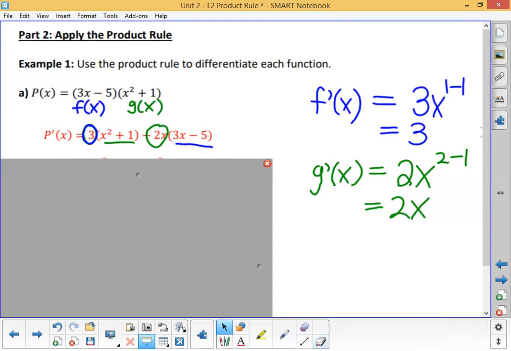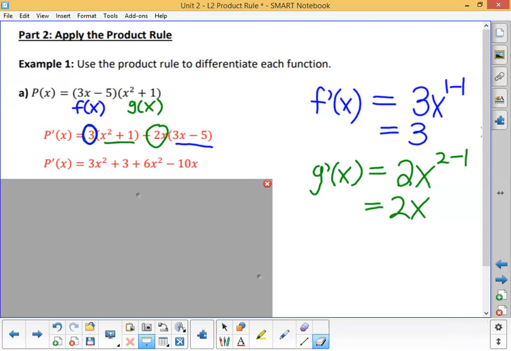Once you've applied that product rule, what do you think we're going to do next? Something you learned in grade 9. What was that called? Well, almost, the distributive property, because remember there's an addition sign here, and I should make that clear.